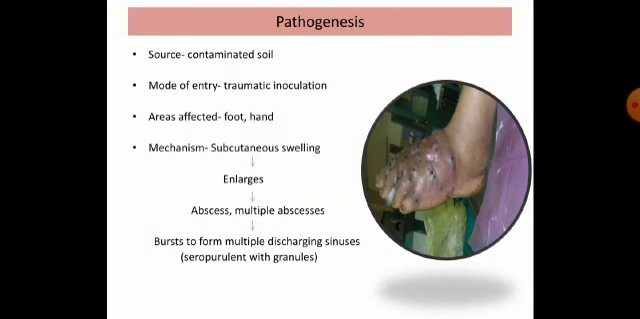The mechanism is that as the fungus or the bacteria enters, there is formation of a subcutaneous swelling, which slowly starts enlarging, and in the enlarged mass there is formation of an abscess. First there is a single abscess, then it grows into multiple abscesses. These multiple abscesses burst open to form multiple discharging sinuses, and these sinuses release the different colored granules.